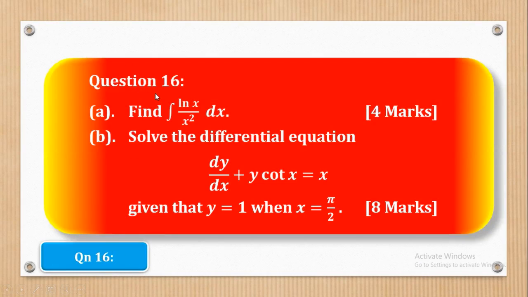Now we shall go to question 16. Question 16 says, Part A, find the integral of ln x over x squared with respect to x, and they give it 4 marks. So I think let's first deal with part A.